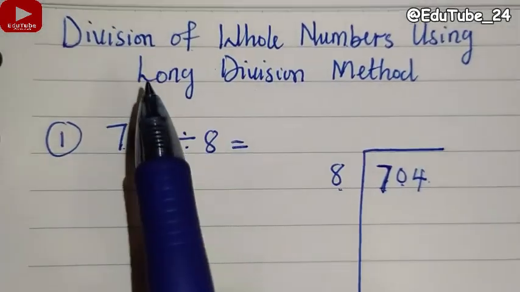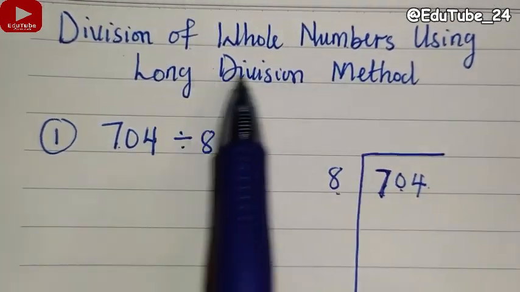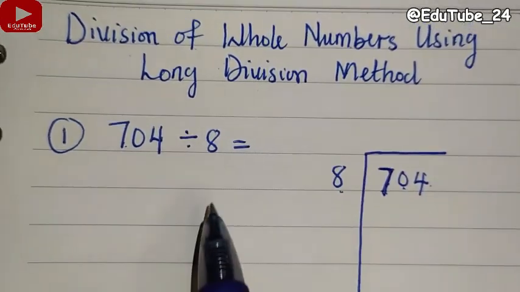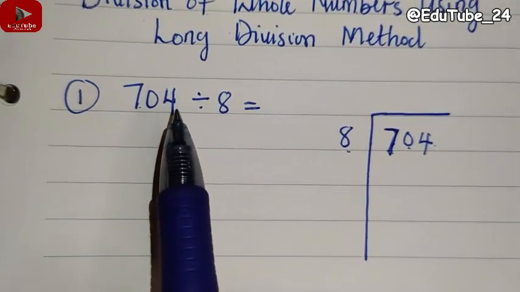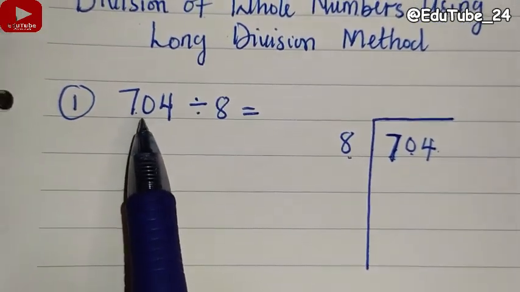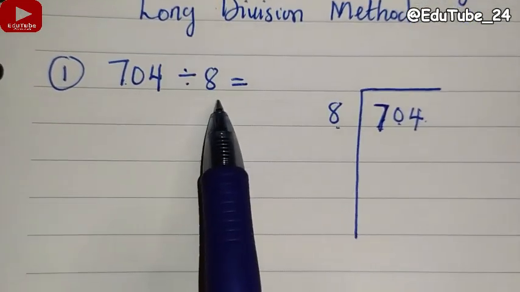In this lesson, we are going to learn division of whole numbers using the long division method. So we are going to divide whole numbers using the long division method. And in our first example, we are dividing 704 by 8, which is a 3-digit by 1-digit number.